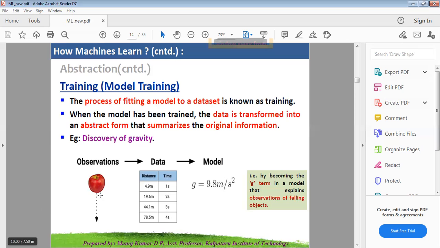So how are they going to drop? Now the computer will learn, train. How are they going to train? At 1 second, this much distance is traveled. At 2 seconds, this much distance is traveled. So that I will be telling is called model training. Train the data means data is being transformed into abstract form.